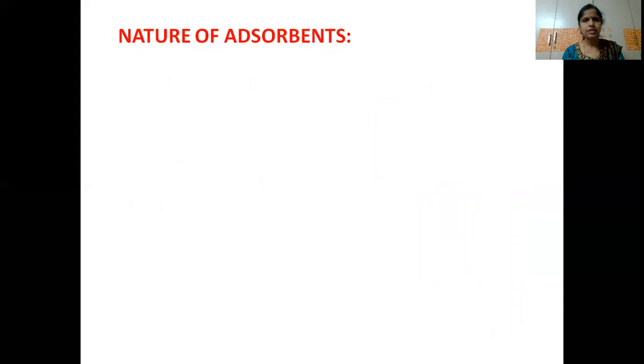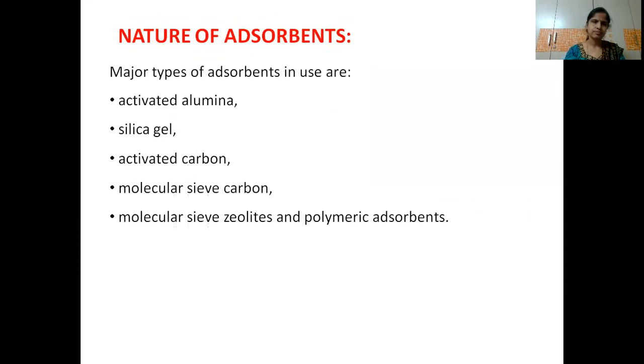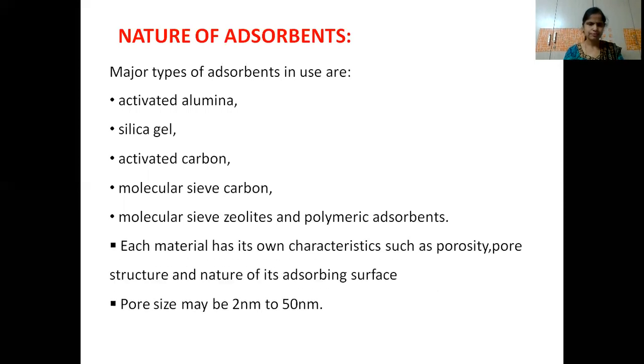Then what are the adsorbents that can be used in chromatography? The major types of adsorbents we generally use are activated alumina, alumina being Al2O3, silica gel, activated carbon, molecular sieve carbon, molecular sieve zeolites, and polymeric adsorbents. These are the various adsorbents that can be used.